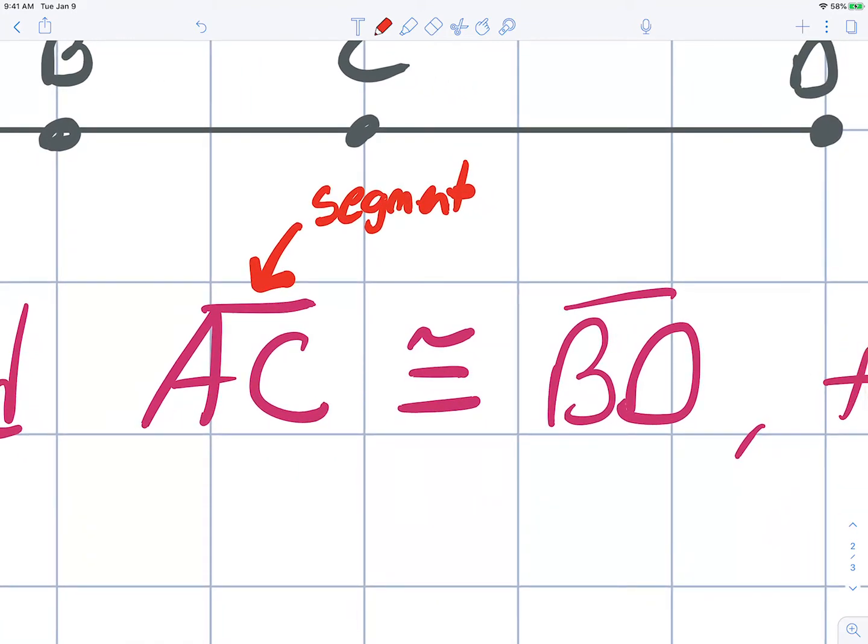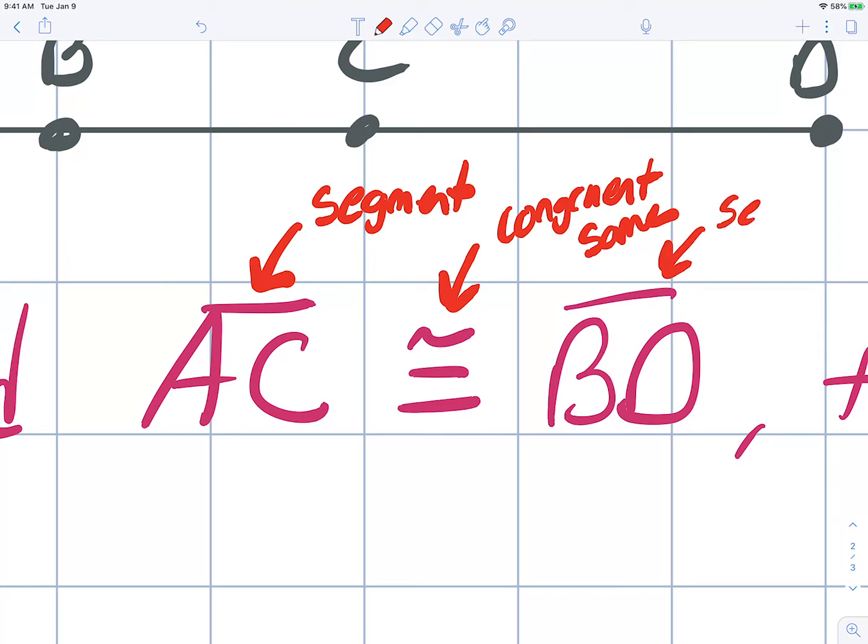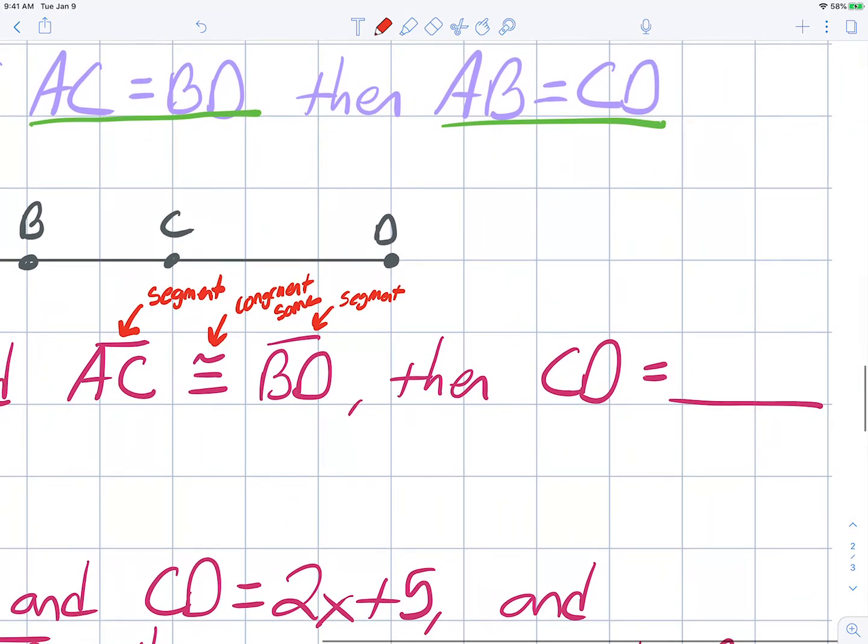So the way you would say this is if segment AC, now this is the symbol for congruent. It's like an equal sign with a squiggly on top. Congruent means that they are the same. They have the same length to them. They're the same shape. So if segment AC is congruent to, is the same as, segment BD, then the length, now again, look, there's no bar over the top, so this is now referring to a length. Then the length of CD is what?